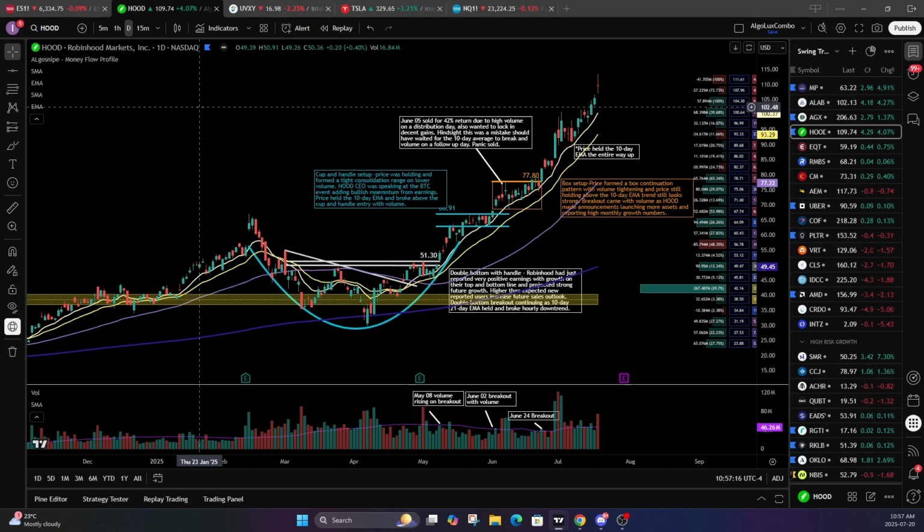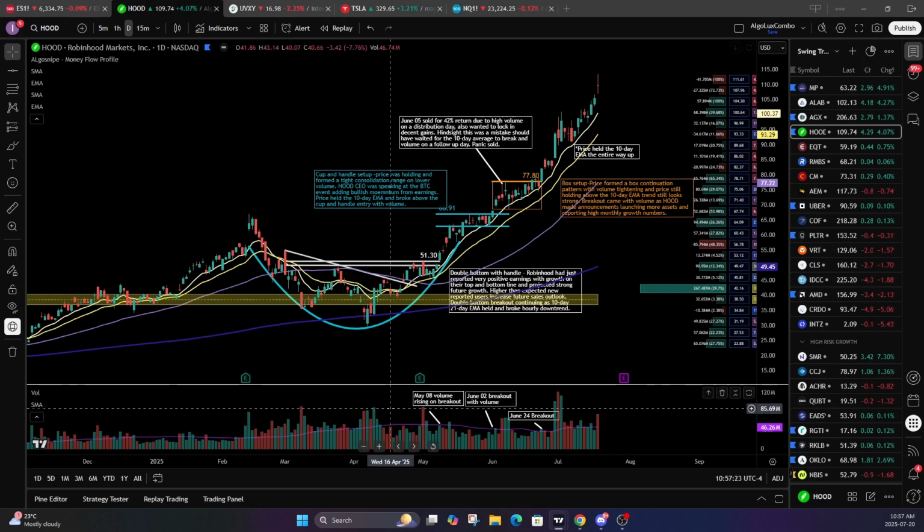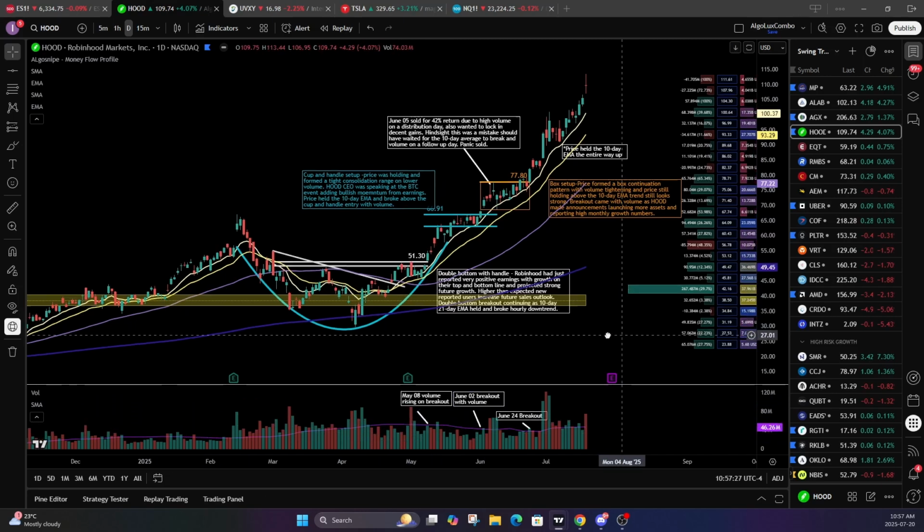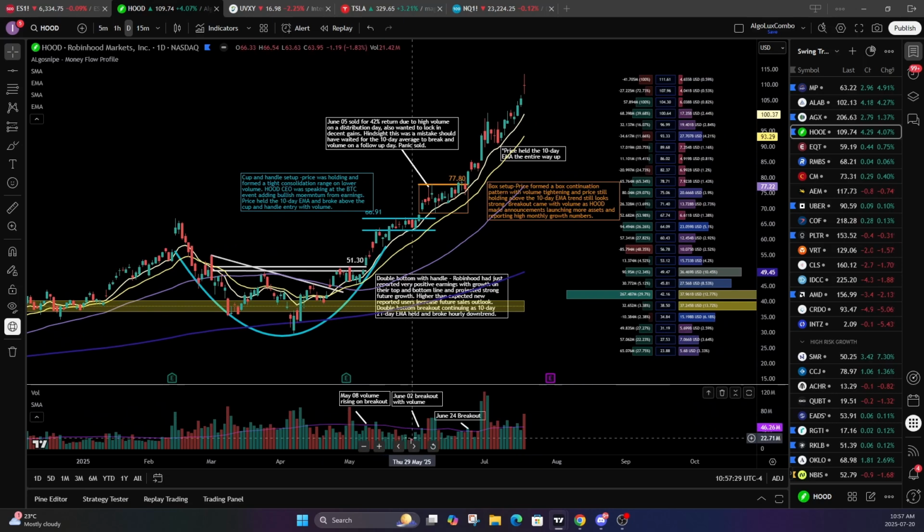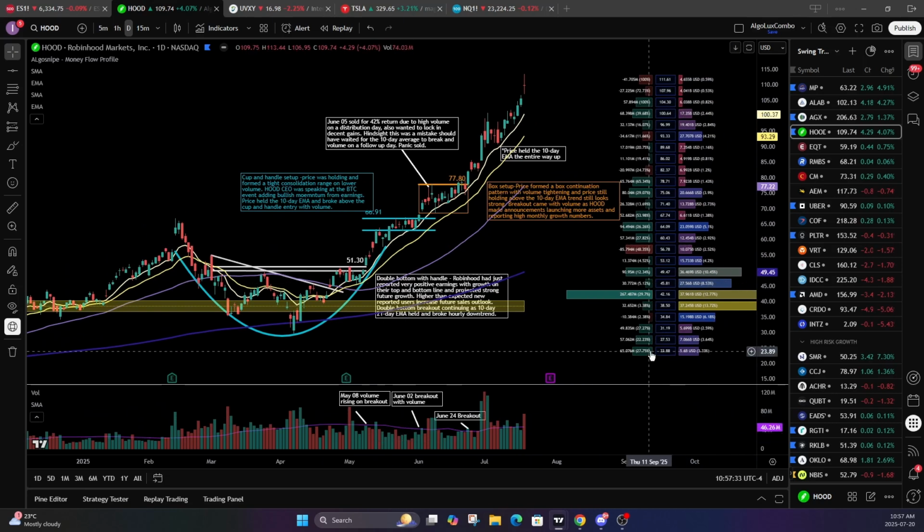On the HUD, patterns is one thing, right? Looking at volume is another thing. For volume, whenever we look at supply and demand, I'm looking at two things. I'm looking at these volume bars on the downside here, and I'm using the Algo Snipe money profile. Both these indicators are a good way to determine if there's supply and demand in the market.